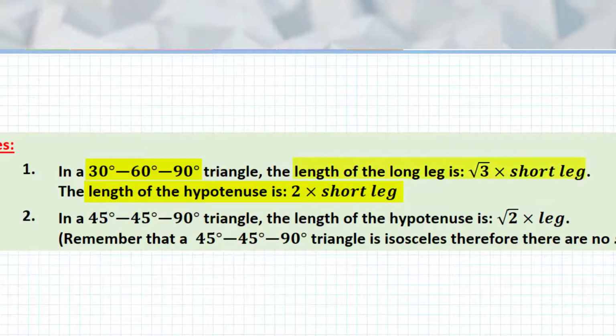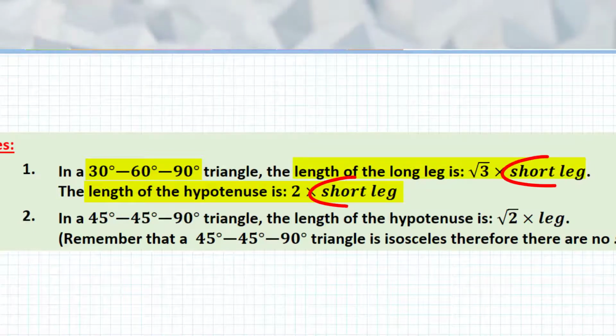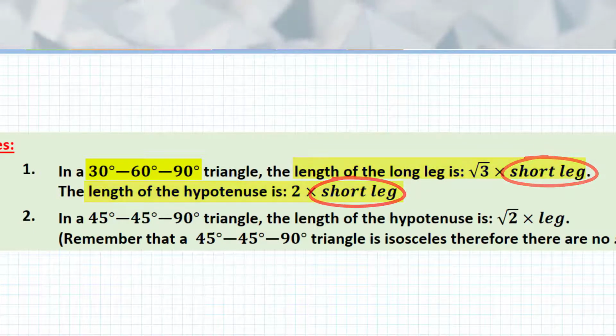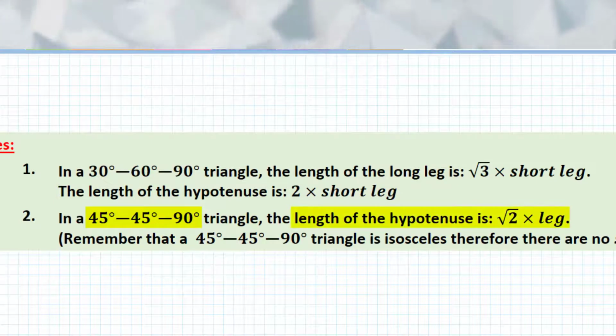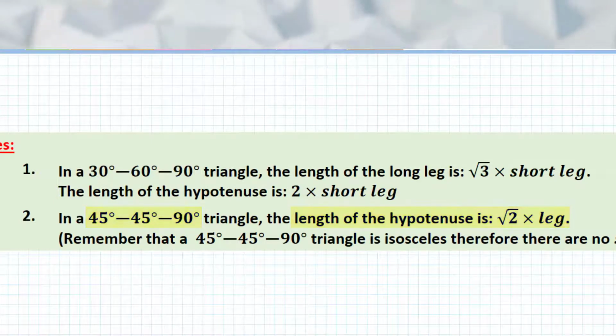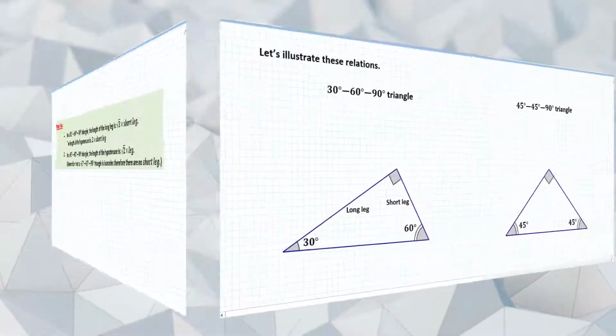So in both cases, I'm given the length of the short leg and I can deduce the length of the other two. In a 45, 45, 90 triangle, this is an isosceles triangle, right? The length of the hypotenuse is root 2 times the length of one of the two legs. The legs will measure the same length. Let's illustrate this property. So what does the result say?